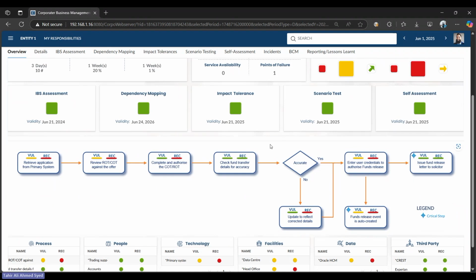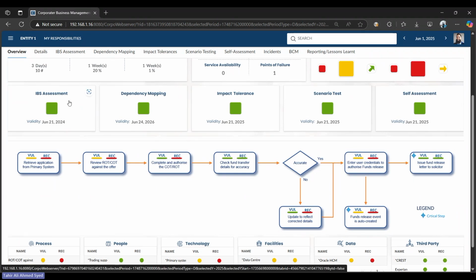Now, depending on the framework you're operating as well, some frameworks require you to assess your service and the importance of a service on an annual basis. So we give you a full workflow enabled platform where you can perform your important assessments, you can perform your dependency mappings, validate and reiterate your impact tolerances for the service, perform a very comprehensive scenario testing, and of course, be able to do a self assessment every year.